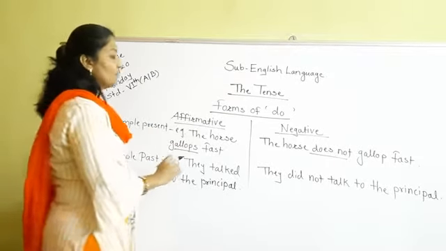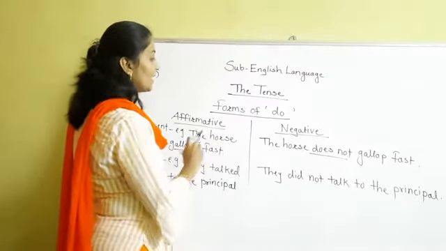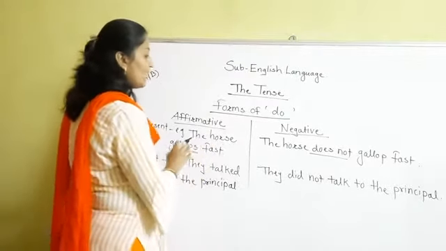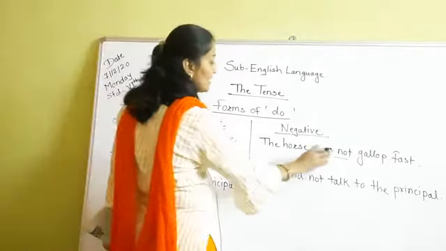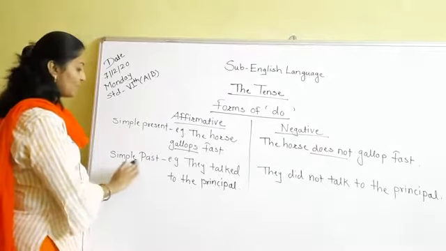Okay. Now if we want to make a negative sentence of this, we only have to add does not to this sentence, and the sentence will be like this: the horse does not gallop fast. Have you understood? Now see the second sentence, that is of the simple past tense.